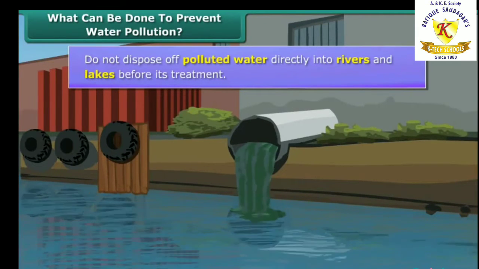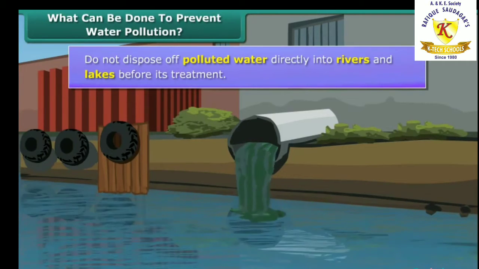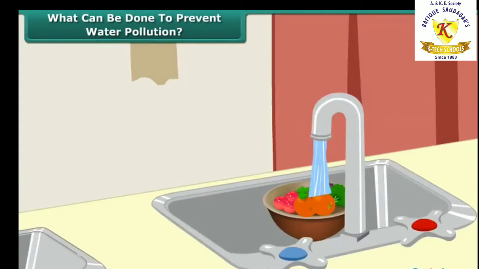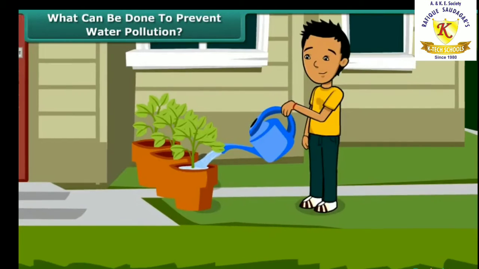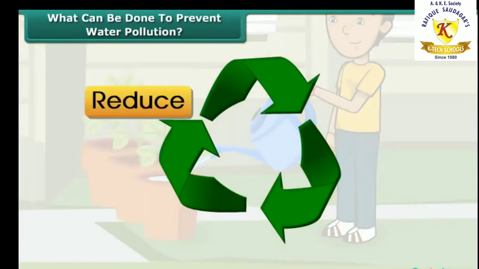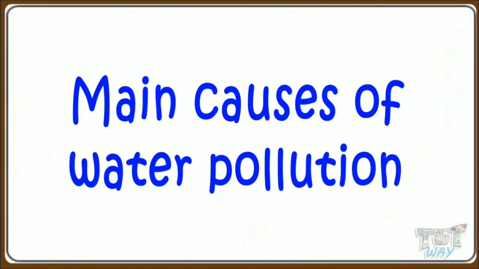Do not dispose of polluted water directly into rivers and lakes before its treatment. Reuse water that is used for washing vegetables for watering the plants in the garden. Reduce, reuse, and recycle should be our mantra to control water pollution.